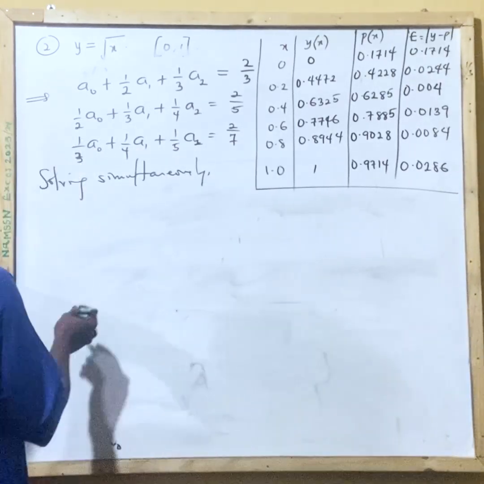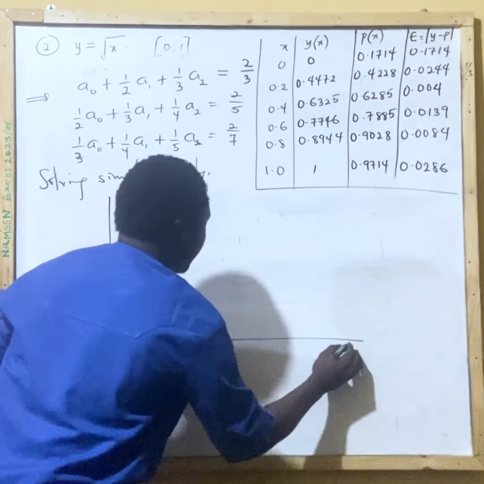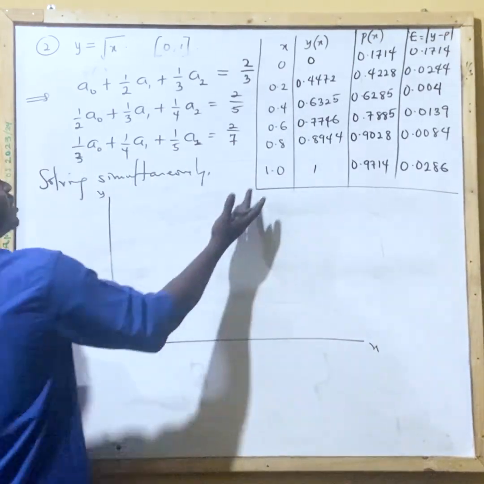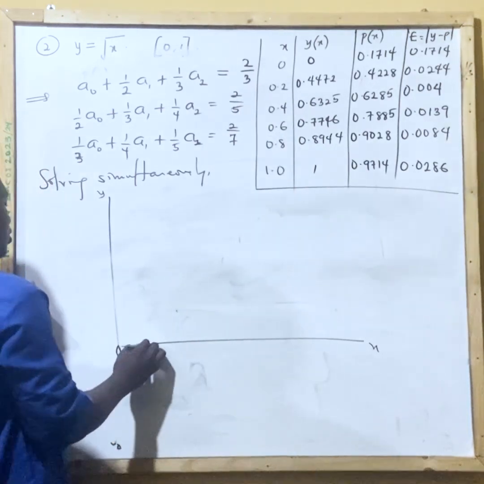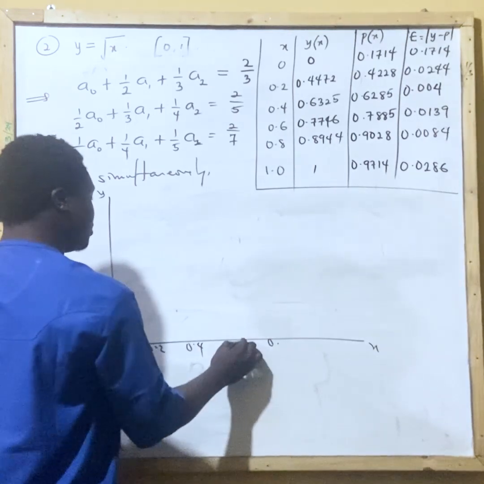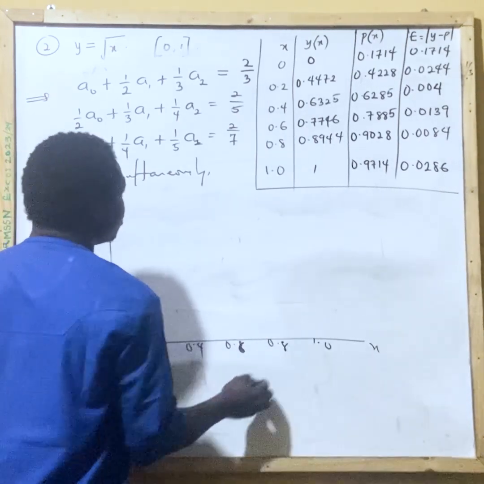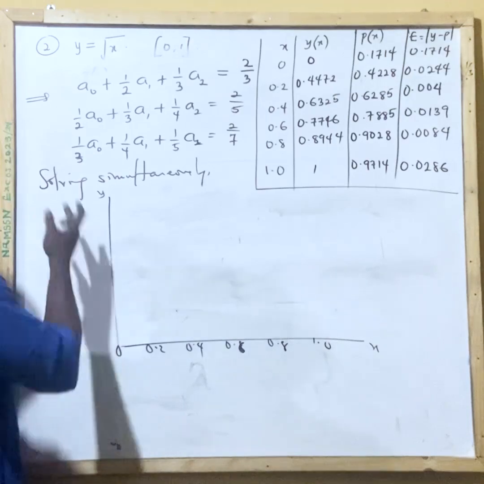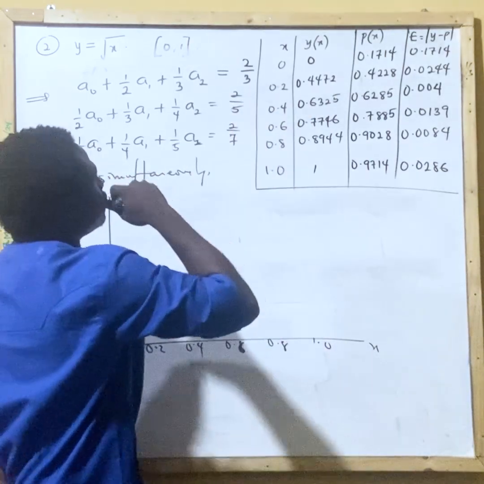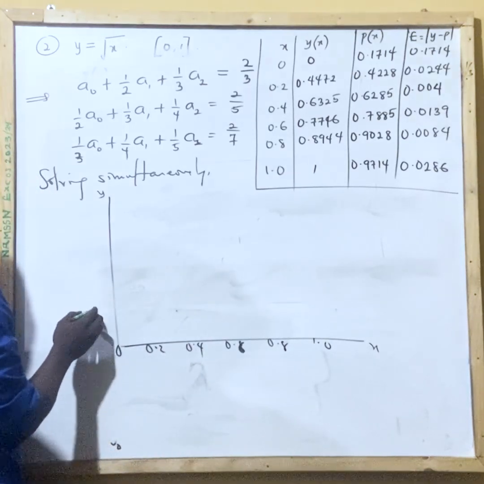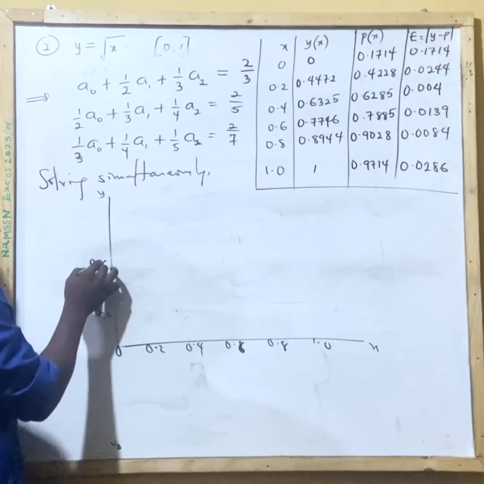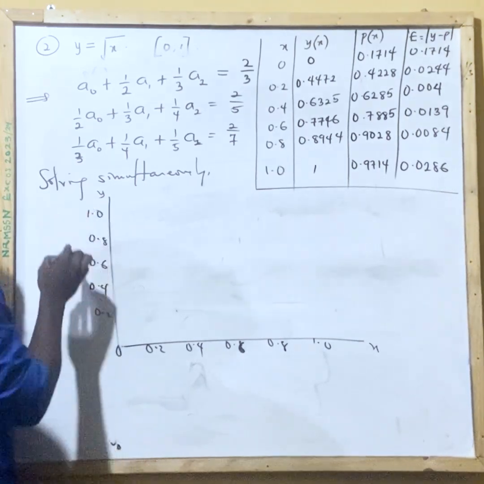So if we are drawing our Cartesian graph like this, where this is your x and this is your y, of course they are all positive. So if I'm taking my x using these coordinates 0, 0.2, 0.4, 0.6, 0.8, 1.0, and then my y should go from 0 to 1 also. So let's say it is taking 0.2 also, 0.4, 0.6, 0.8, 1.0.